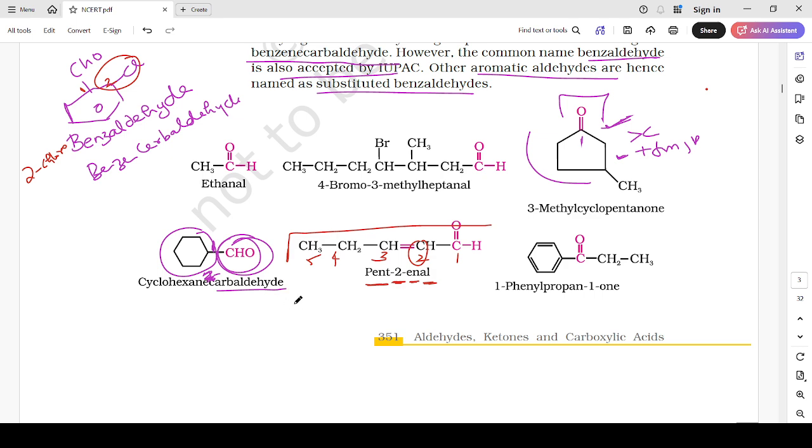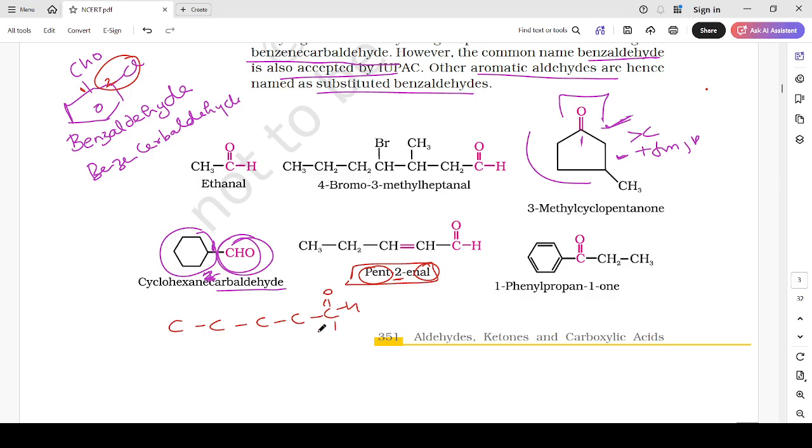So if the questioner is giving you the name and asking you to build the molecule, if this name is provided, there is a pent, 5 carbon. At the second position, there is a double bond and it is an aldehyde. So I understand 1, 2, 3, 4. This should be an aldehyde group. 1, 2. Second position is an ene. So the double bond should be present here. Understood? Yes, ma'am.